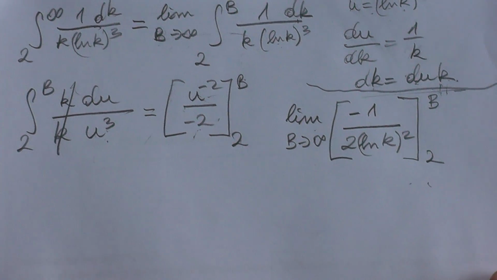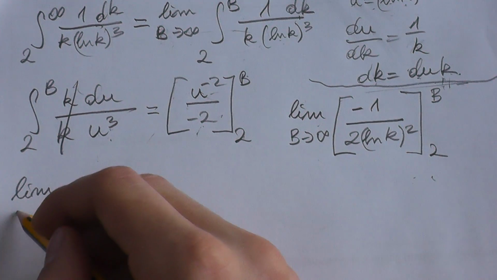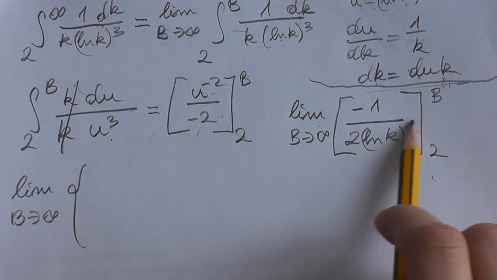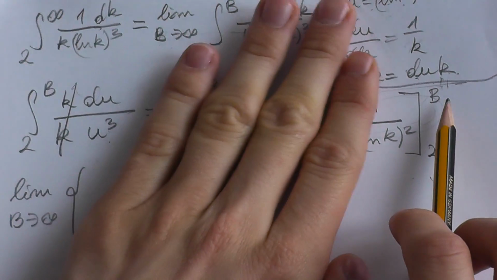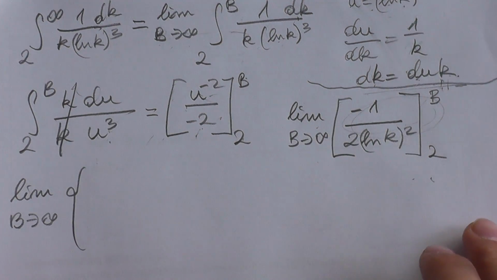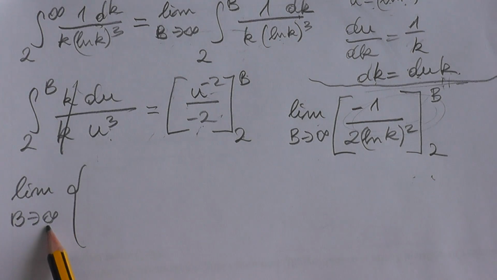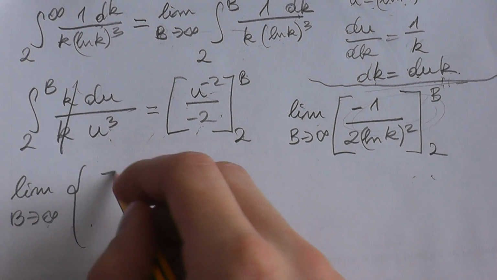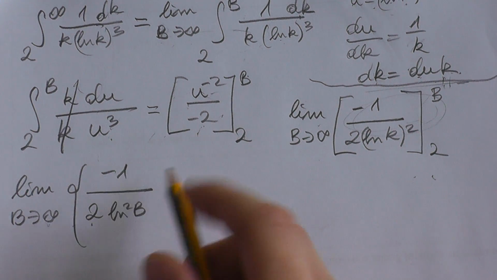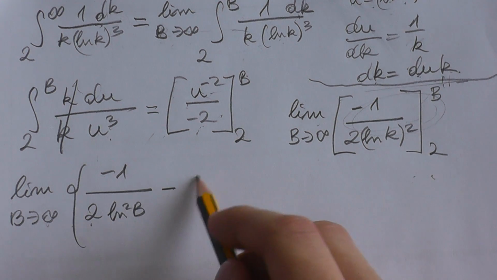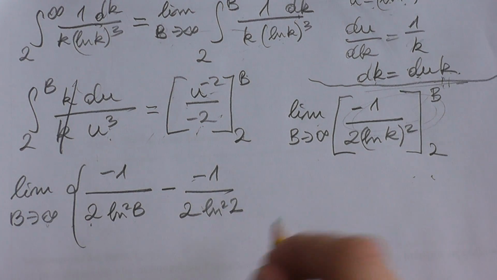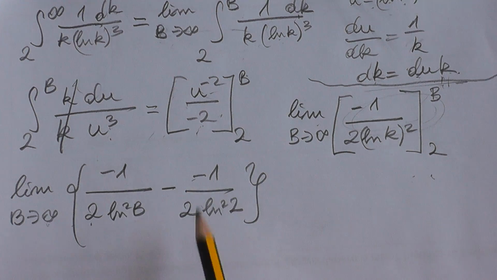Now, what do I do? Limit as b approaches infinity of, and now we're just dealing with this as we always deal with integrals, as if this limit here doesn't exist. That's why I skipped it here, because it's otherwise too confusing. And so now we just plug it in: minus 1 over 2 ln squared b, minus minus 1 over 2 ln squared 2, which is of course plus.